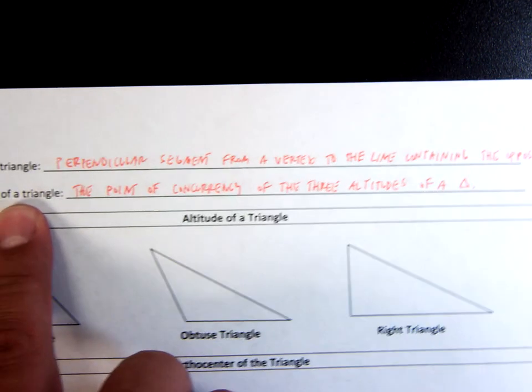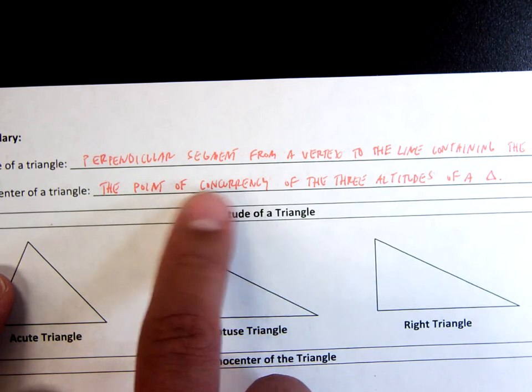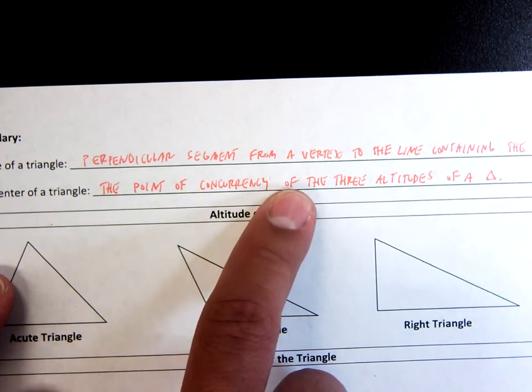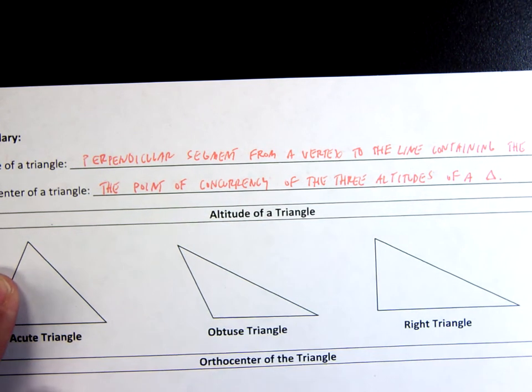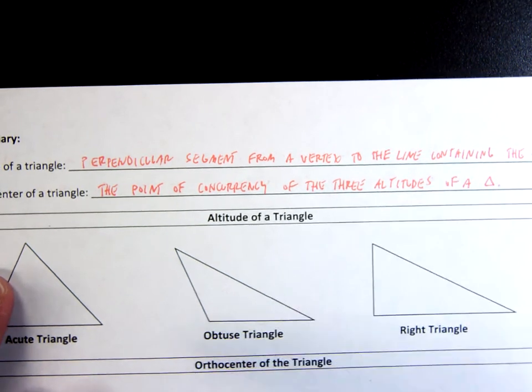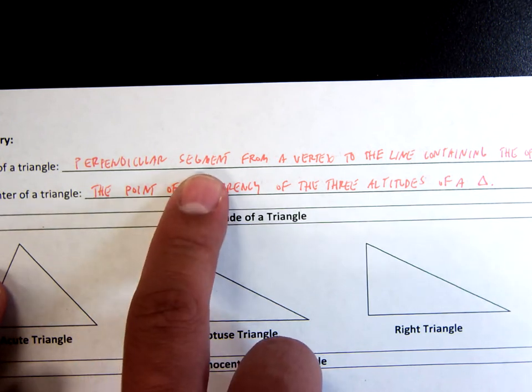The orthocenter is the point of concurrency. Again, that's where the three lines meet. It's the point of concurrency of the three altitudes of a triangle. Remember, the circumcenter was the concurrency of the three perpendicular bisectors. The orthocenter is the concurrency of the three altitudes.